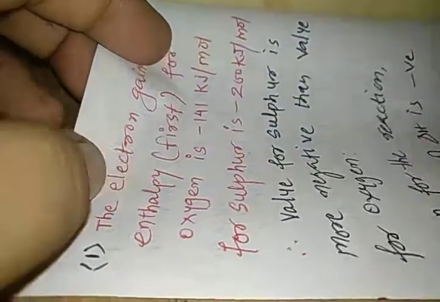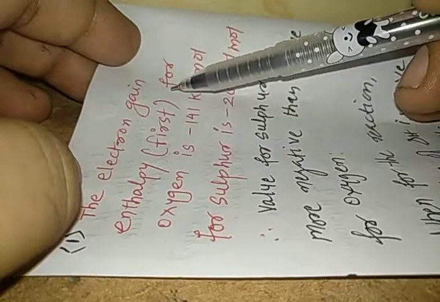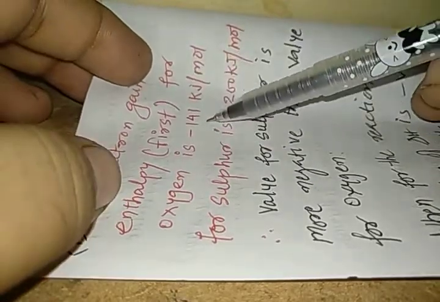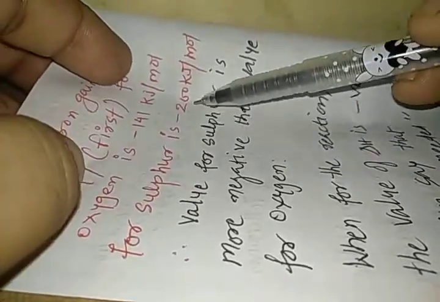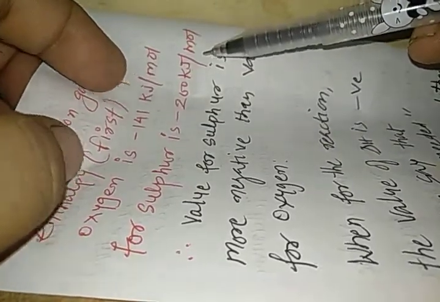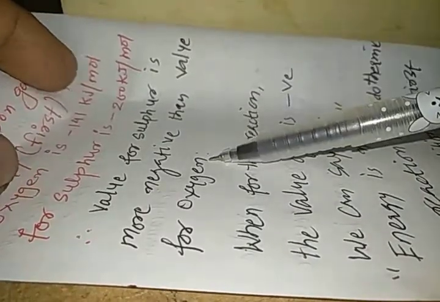Number one, the first electron gain enthalpy for oxygen is minus 141 kilojoule per mole, while for sulfur it is minus 200 kilojoule per mole. The value for sulfur is more negative than the value for oxygen.